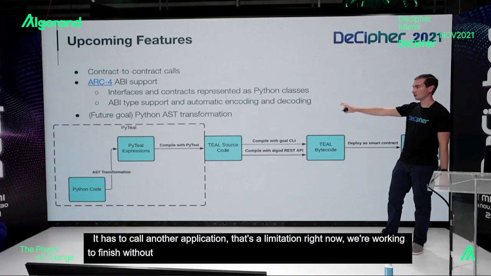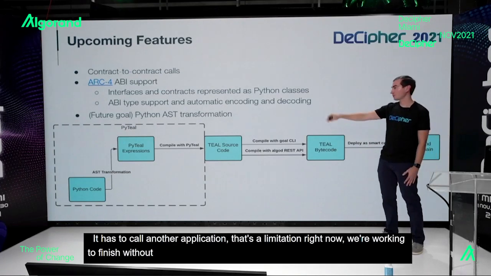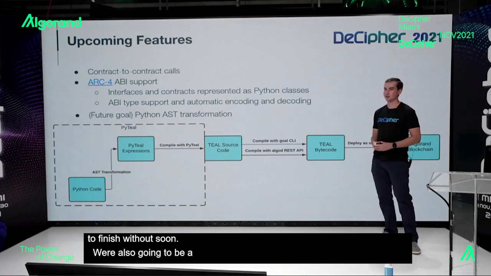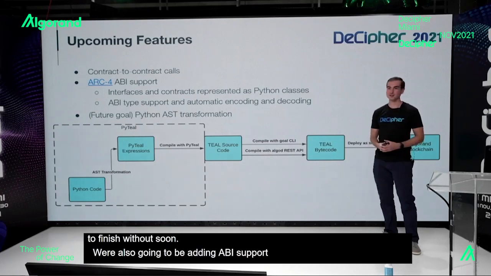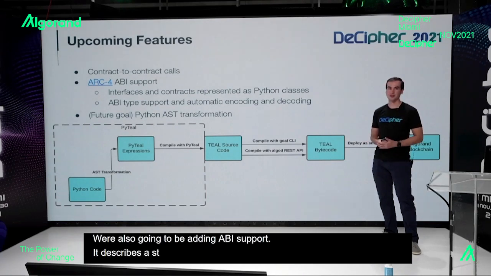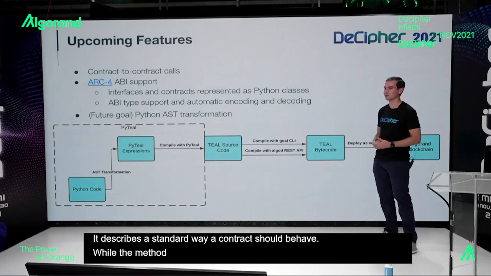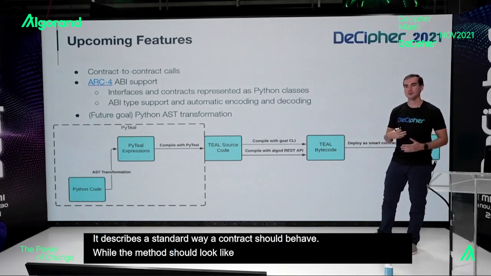We're also going to be adding Arc4 ABI support. If you don't know about the ABI, it describes a standard way that contracts should behave, how their arguments should be encoded, what their methods should look like. And this will make its way into PyTeal as well, and hopefully give you a more unified experience for that.